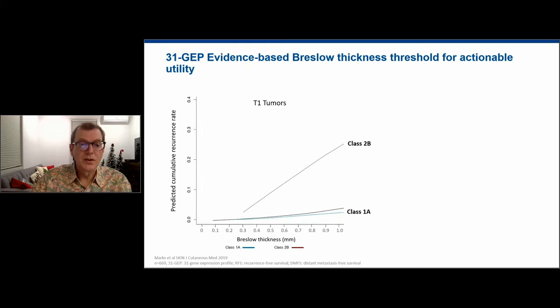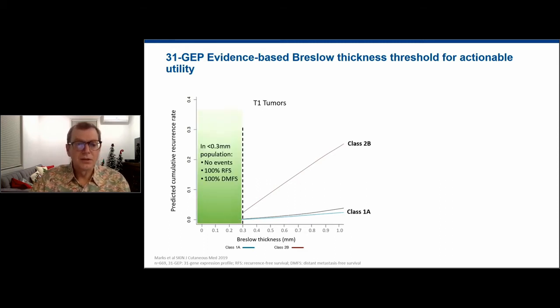And so we already talked about that they're at significant risk for recurrence. And what you see here is an inflection point about 0.3 millimeters in depth, where beyond that, there's a very sharp increase in the amount of recurrence that you see in these thin tumors. Interestingly, also, the authors of this study looked very carefully in this less than 0.3 millimeter depth population. And what they found was actually no events, essentially no distant metastases, no recurrences.